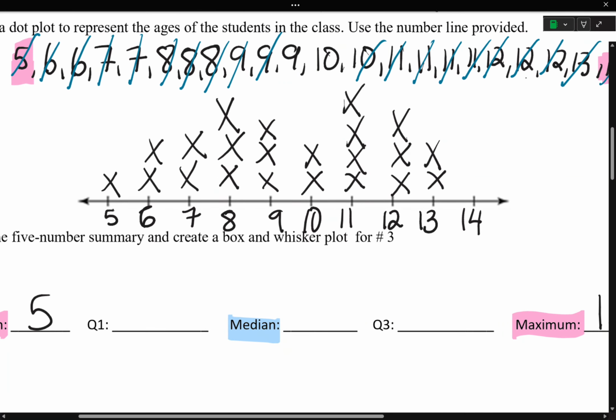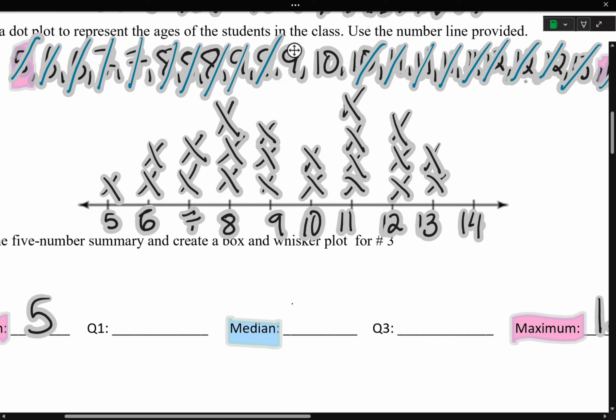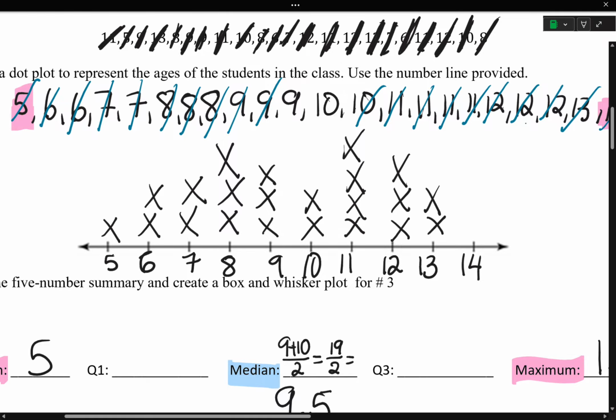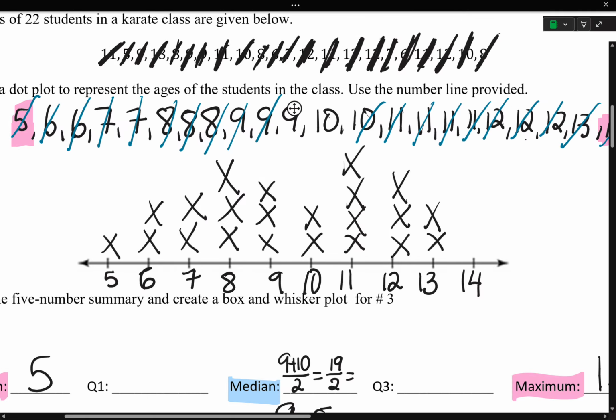In order to find my median, this is what I'm going to do. I'm going to do 9 plus 10 divided by 2. 9 plus 10 is 19. 19 divided by 2 is 9.5. My median is 9.5. It's not on my list.